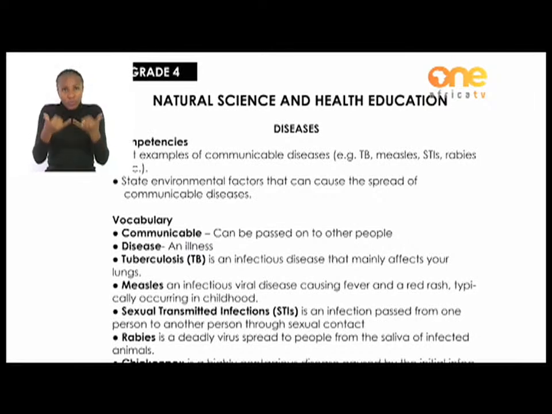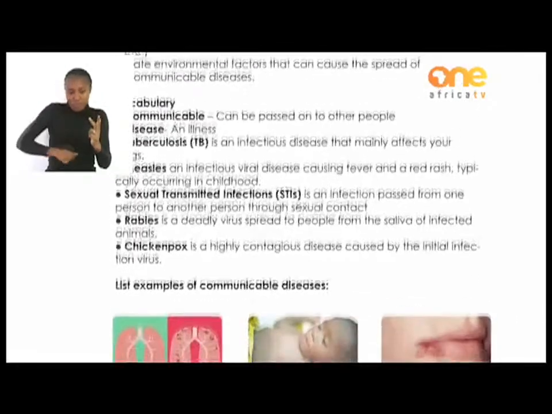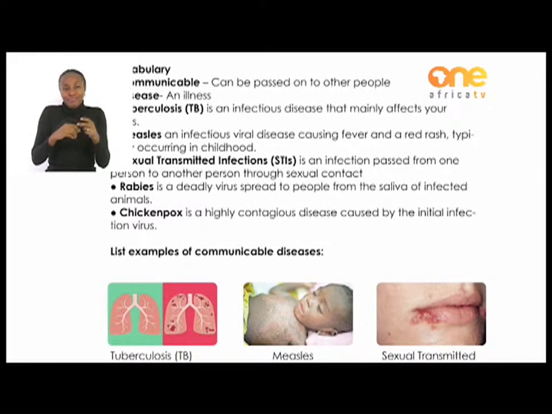During our lesson, we'll be using some new words that I want you to understand. Communicable: can be passed on to other people. Disease: illness. Tuberculosis, which is TB, is an infectious disease that mainly affects your lungs. Measles is an infectious viral disease causing fever and a red rash, typically occurring in childhood. Sexually transmitted infections, which is STIs, is an infection passed from one person to another through sexual contact. Rabies is a deadly virus spread to people from the saliva of infected animals.